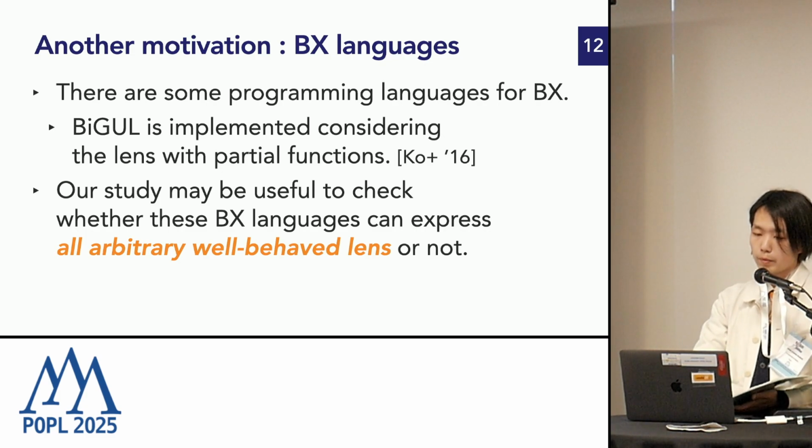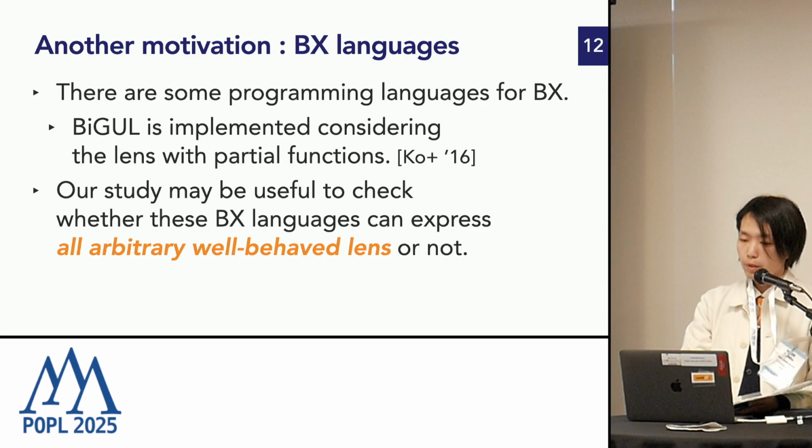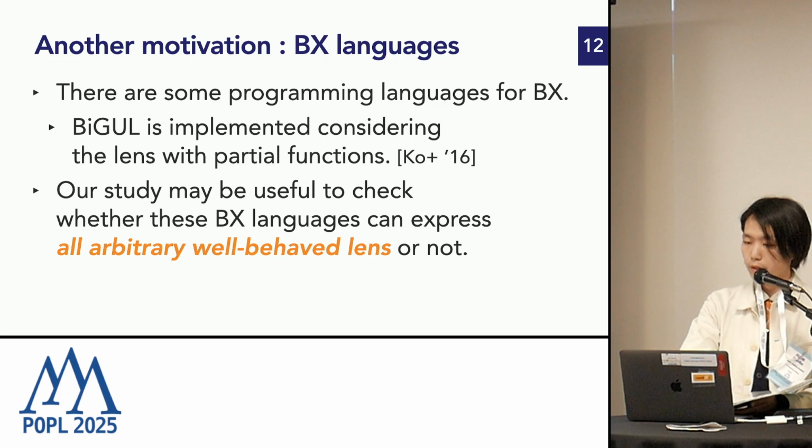So there are some programming languages made for and used in BX. For example, Beagle is one of the languages and is implemented with the consideration that the original lens is defined for partial functions. Our study may help us to check whether these languages can express all well-behaved lenses or not, regardless of the totality.